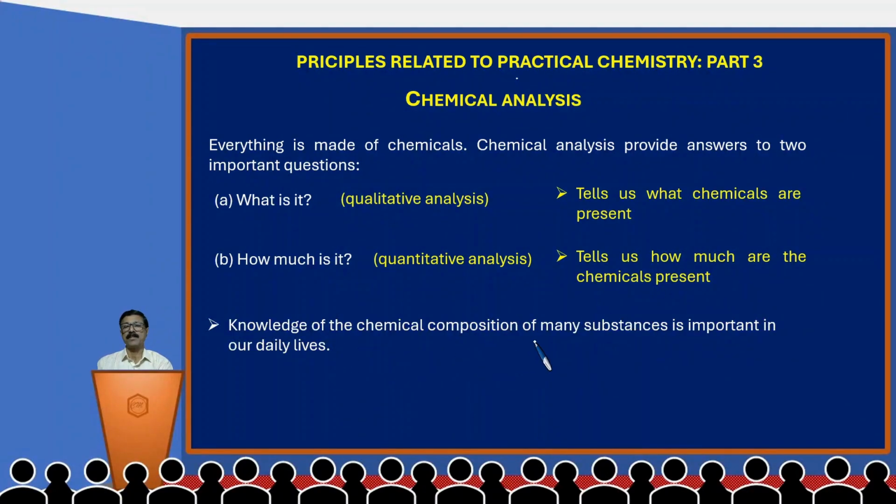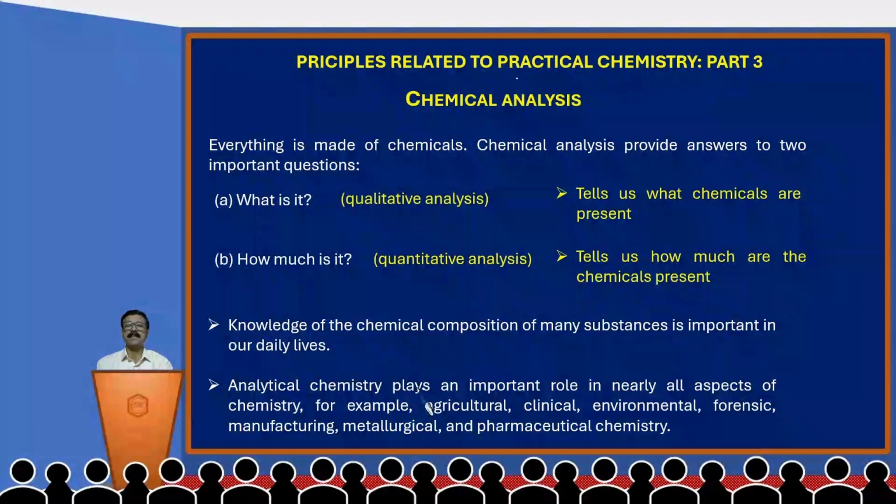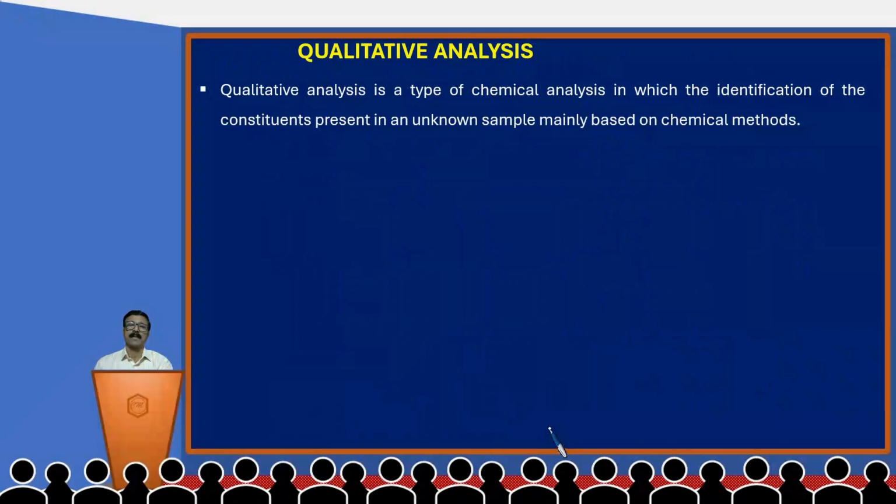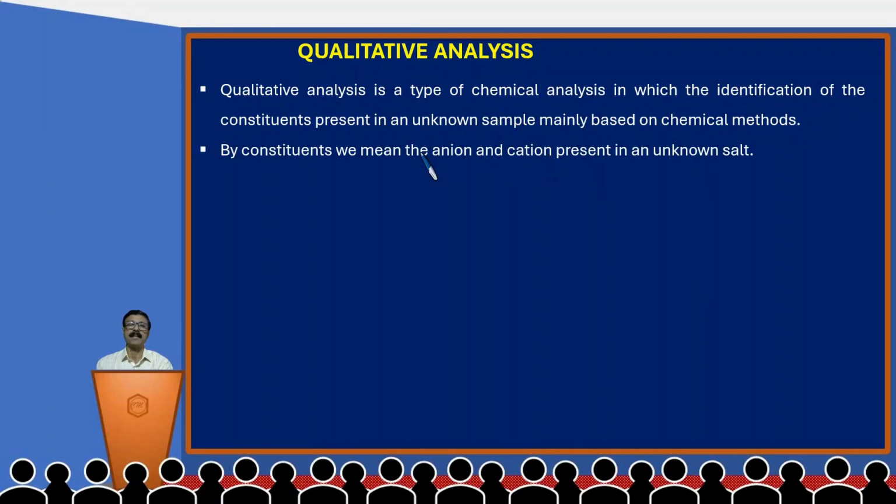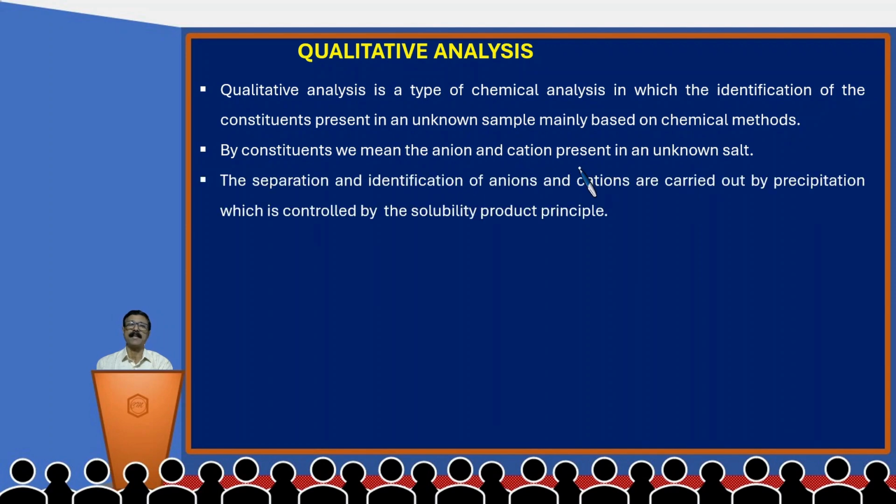Knowledge of chemical composition of many substances is important in our daily lives. Analytical chemistry plays an important role in nearly all aspects of chemistry, for example, agricultural, clinical, environmental, forensic, manufacturing, metallurgical, and pharmaceutical chemistry. Qualitative analysis is a type of chemical analysis in which the identification of constituents present in an unknown sample is mainly based on chemical methods. By constituent we mean anion and cation present in an unknown salt.